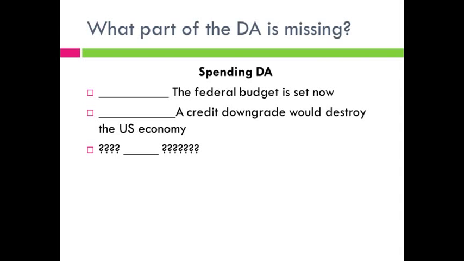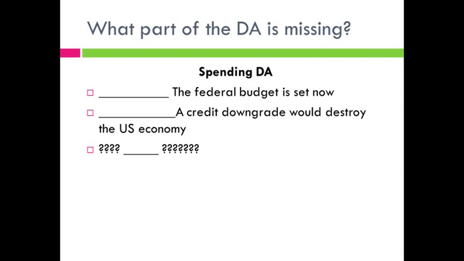Okay, all right, so here's the last part. What part of the DA is missing? So we're going to use the spending DA. So let's label each part, and then let's talk about what part is missing from this. Okay, so pause the video, fill in the blanks, and then come back. Okay, I'm going to assume that you've already done this, all right?